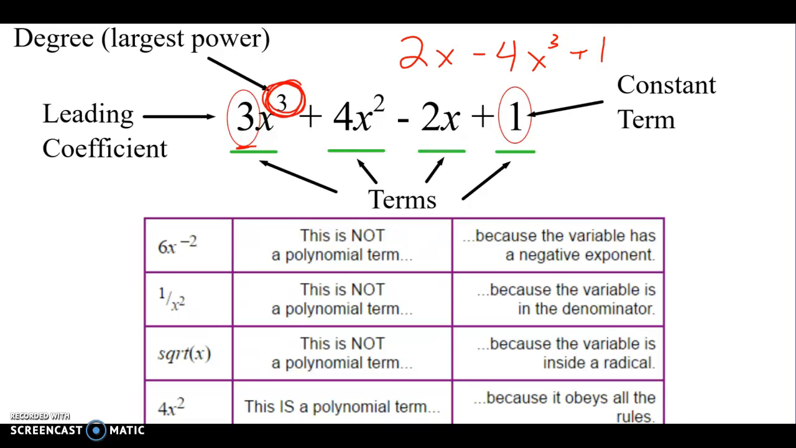Okay. So if I had this, what's my leading coefficient? Be careful. It would be -4. If I wrote this in standard form, it would be -4x cubed plus 2x plus 1. Then what's my degree of the polynomial? 3. What if I had this one, what's my leading coefficient? 4. What's my degree of the polynomial? 2.